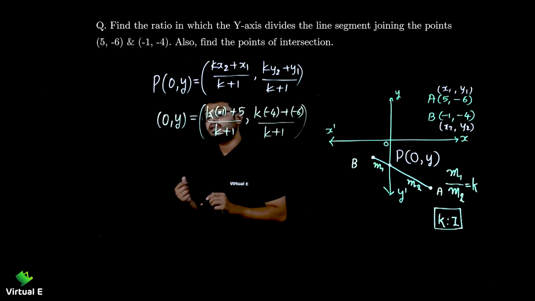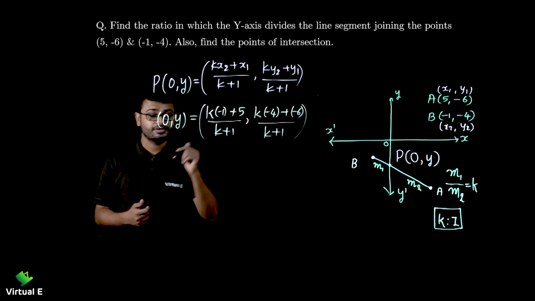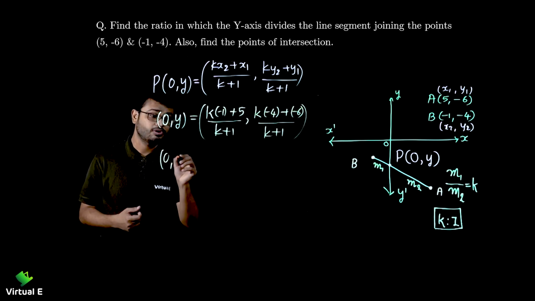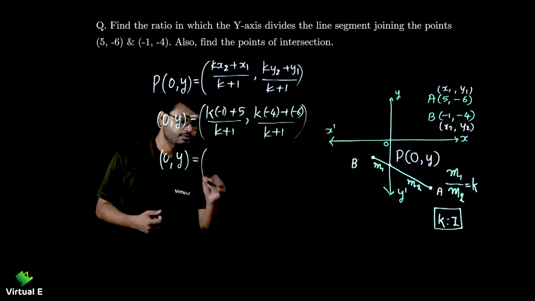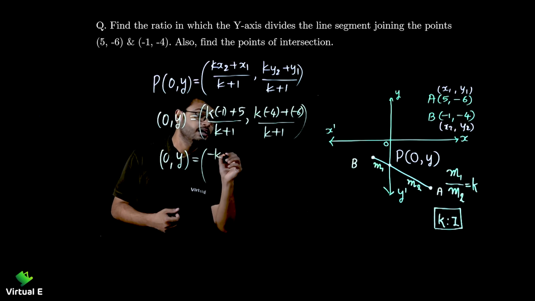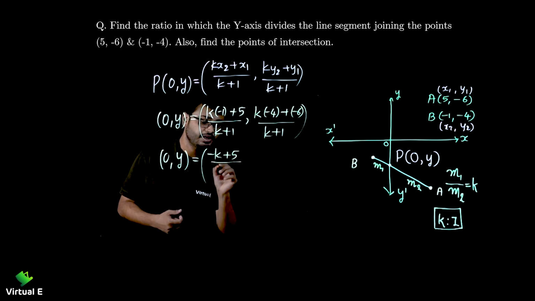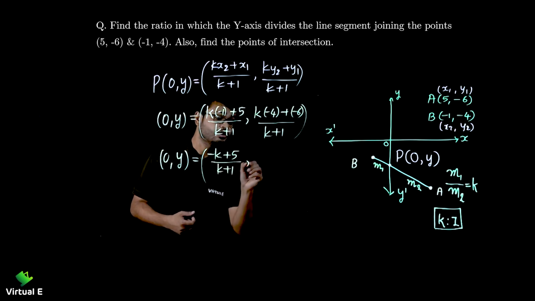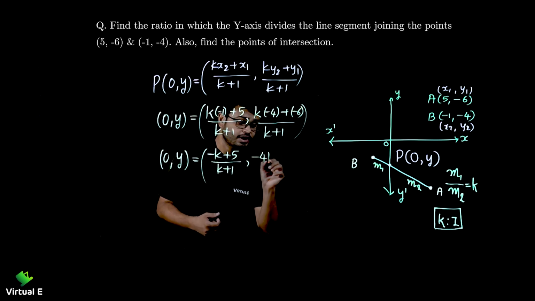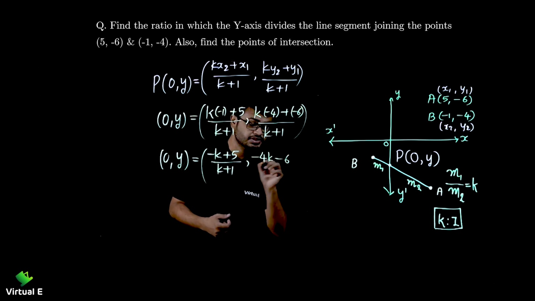Simple. Now what to do? Okay, let's simplify further even. Okay, 0 comma Y is equal to minus K plus 5 denominator K plus 1 comma minus 4K, then minus 6 denominator K plus 1.